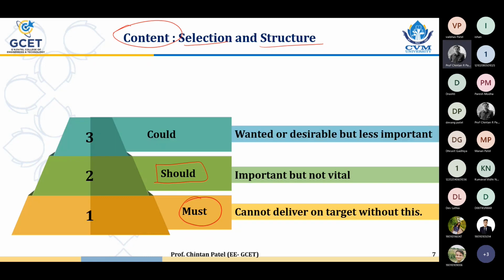The third part is could. You could include. And this content is wanted or desirable, but less important. It is not that much important as much and should part. So you could include or you could not include.